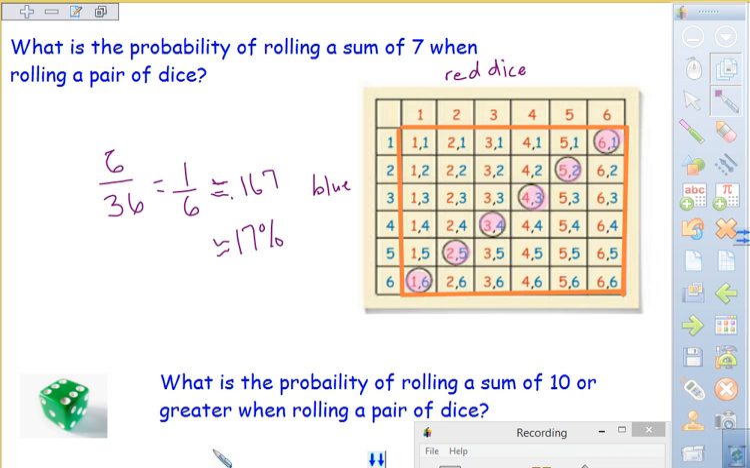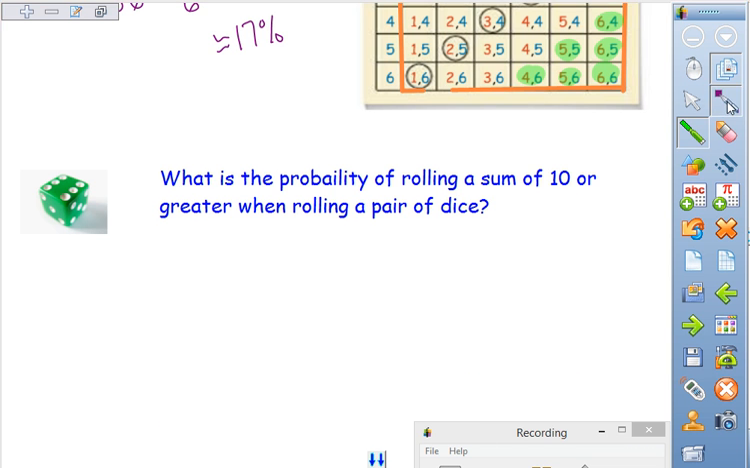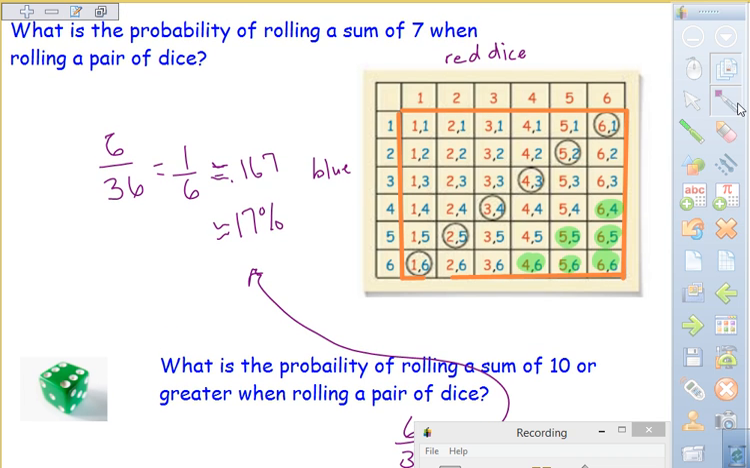The second question says, what is the probability of rolling a sum of 10 or greater? So now we have to think if we go 10 or greater. So 6 plus 3 is 9, 6 plus 4 is 10, 5 plus 5 is 10, 4 plus 6 is 10. And then these two would give me 11, and then here's our only option that gives us 12. So if we're looking at favorable outcomes, we have a total of 6 of them, divided by 36. So again, we end up with the same answer as we did up there. So getting a sum of 10 or greater and getting a sum of 7 turns out to be the same probability.